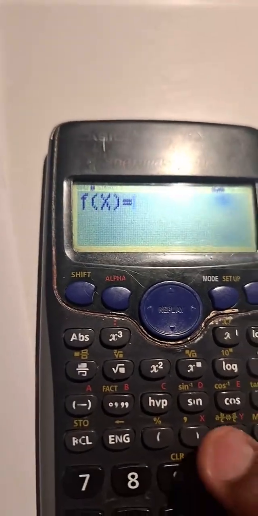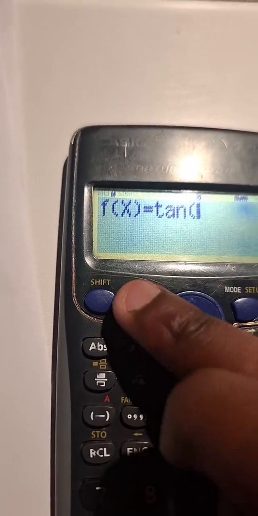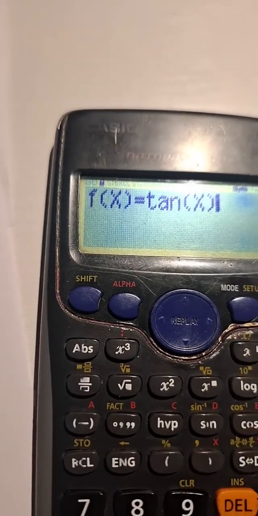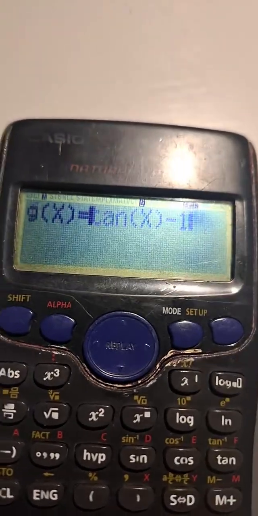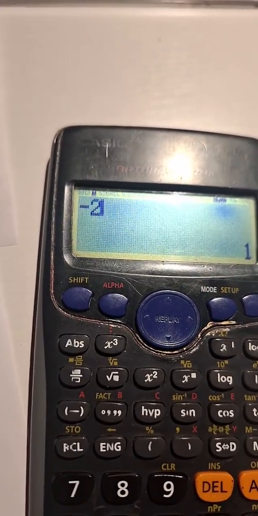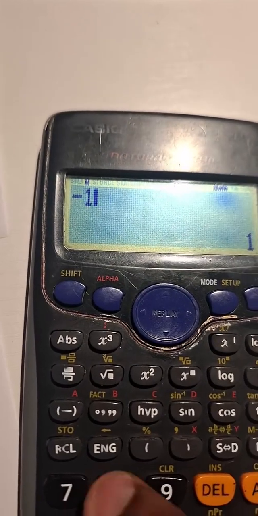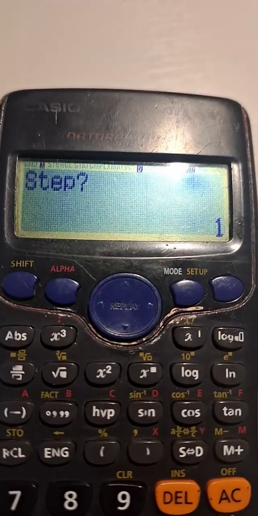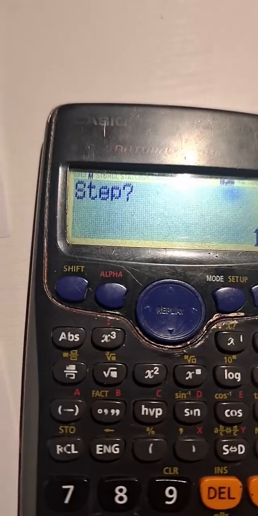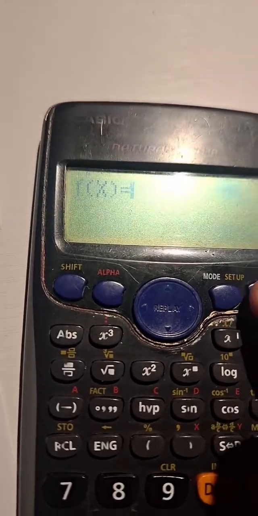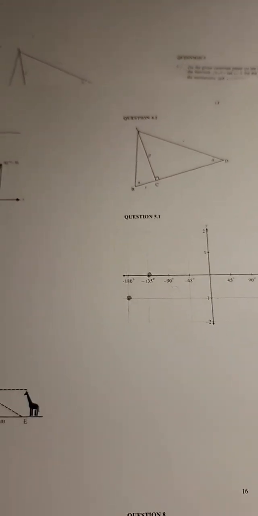Okay, table. So I did say tan of shift x there, and then I said minus 1, equal to. Then I said start negative 180, step 45 degrees. I said end, this guy. All right, so I want to sketch. What do I want to sketch, guys?